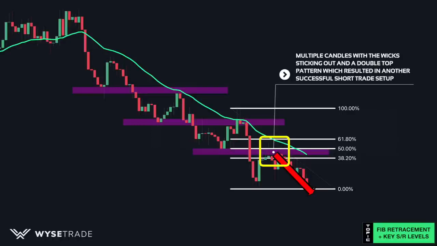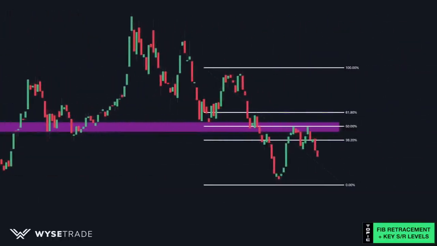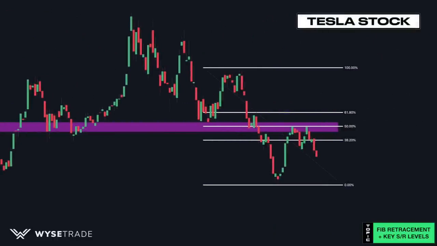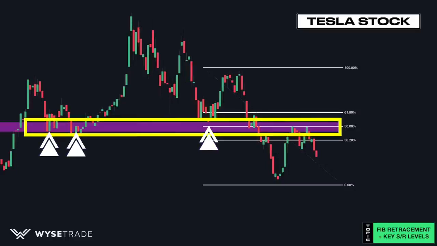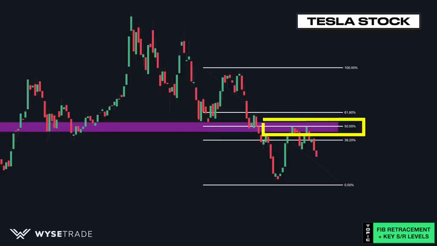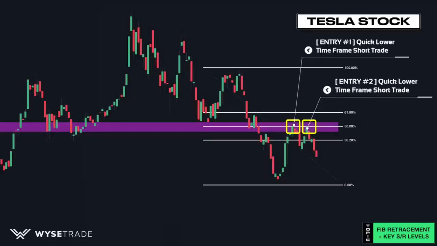Let's show this again. This is the Tesla stock. You had a moving downtrend through the lower highs and lower lows, so you want to trade with the trend. This here is your key zone because of these reversal points. The 50% fib level also lined up perfectly. This presented two quick lower time frame short trades, in and out for a quick profit. Now let's go through a multi-time frame trade we took.